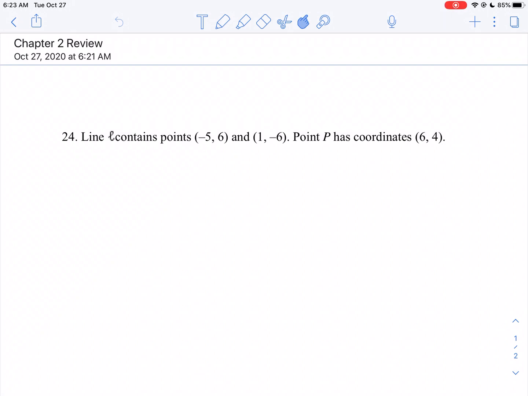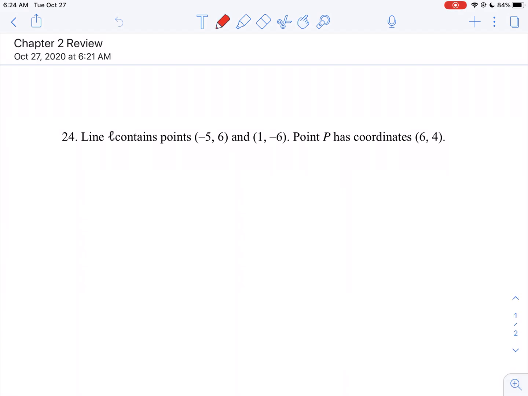Hey, let's take a look at the last question on your practice test. Hopefully you can do problem 23 on your own. If not, we'll take a look at that one together too. The first thing it says is that line L contains these 2 points.